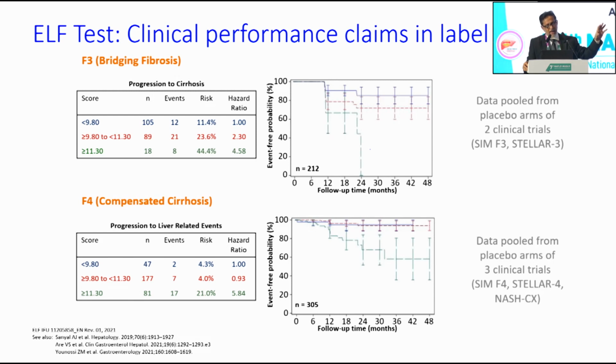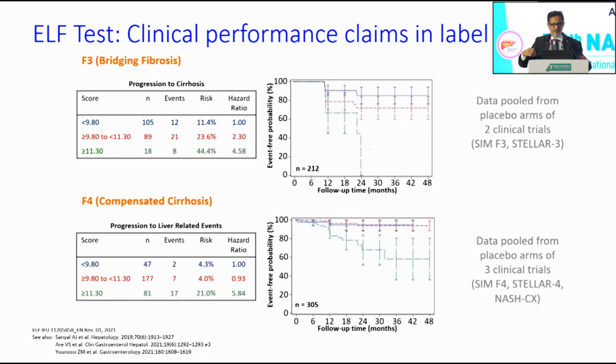So on the top panel, what you see is that for those who started with F3 fibrosis, if their ELF was less than 9.8, that's the baseline hazard for progression. 9.8 to 11.3, hazard ratio jumped to 2.3. Above 11.3, hazard ratio jumped to 4.5. So as you go with higher ELF score above 9.8, that's the magic number.